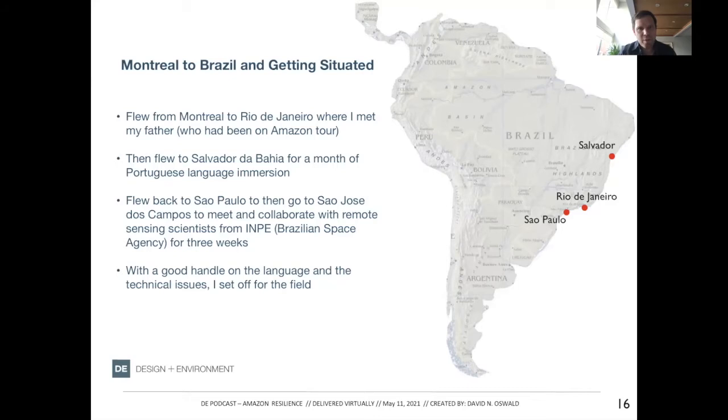So I went to Salvador, did that about a month, got up to speed, went back to Sao Paulo, then went to São José dos Campos, which is just outside of Sao Paulo, to work at the space agency. So Brazil has a space agency. It's called INPE, Brazilian Space Agency, Instituto Nacional de Pesquisas Espaciais. I forget the last part of that. But they don't do as much with sending spaceships up, at least at that time, that was a few years ago now. But they do a lot with Earth observation.